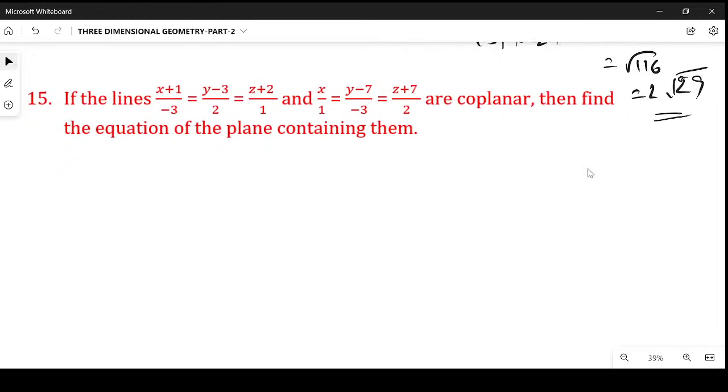See the next one. Given the lines are coplanar, find the equation of the plane containing them. This was a simple question only. They are asking for the plane containing them.